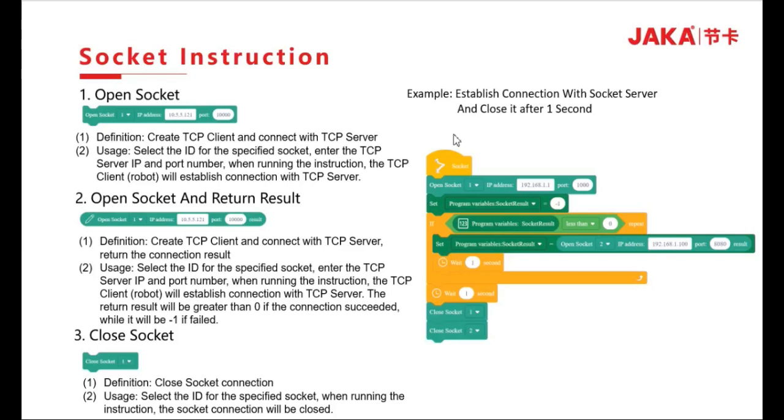In the example on the right, we can see that the robot is opening socket connection with the socket number 1. Then set the program variable to -1. Then the if condition: if the program variable is less than 0, repeat the loop. Then the program will put inside the socket result variable the result inside the socket number 2. Wait 1 second and close both socket 1 and 2.